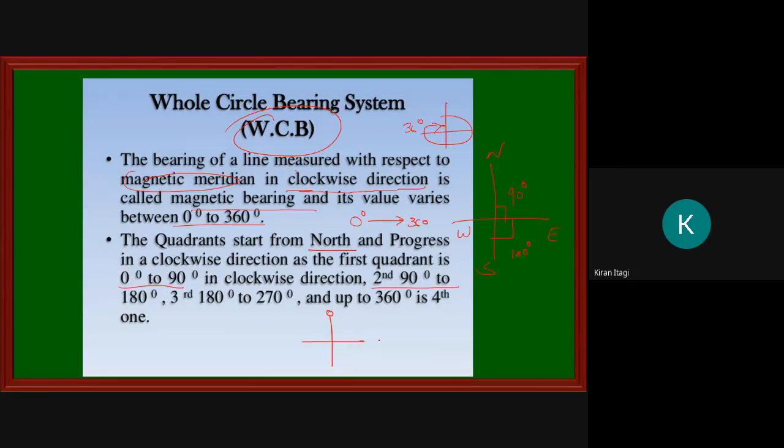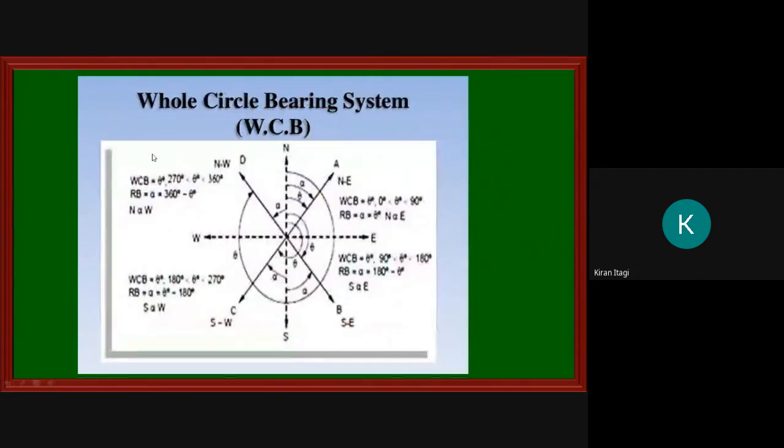I mark like this: 0, 90, 180, 270 and 360. First quadrant, fourth quadrant, third quadrant, second quadrant, but we go in a clockwise direction. 0 plus 90 is 90 degree, 90 plus 90 is 180, 180 plus 90 is 270, 270 plus 90 is 360. This is how it is represented in the whole circle bearing.